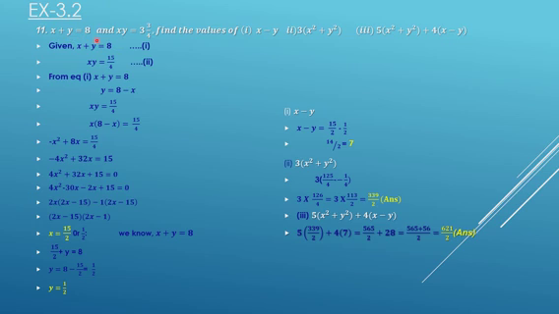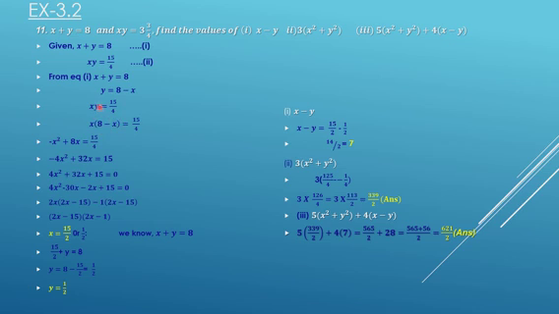Now the third sum. x plus y is equal to 8 and xy is equal to 15 by 4. Find the values of x minus y, 3x square plus y square, 5x square plus y square plus 4x minus y. Now we've been given the values of x plus y is equal to 8 and xy is 15 by 4. Now x plus y is equal to 8, we can write it as y is equal to 8 minus x, and we know the value of xy is 15 by 4.